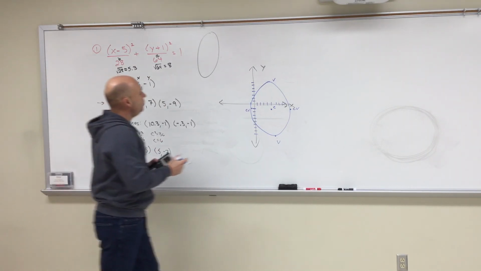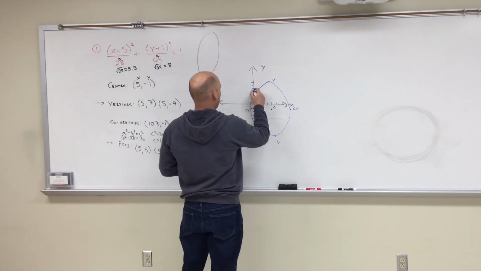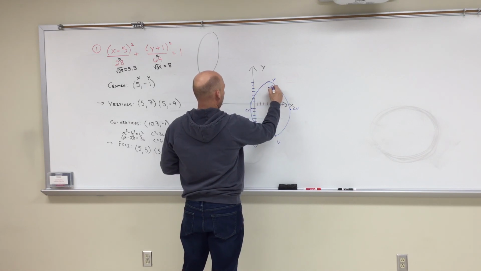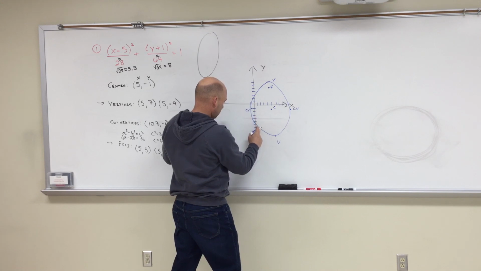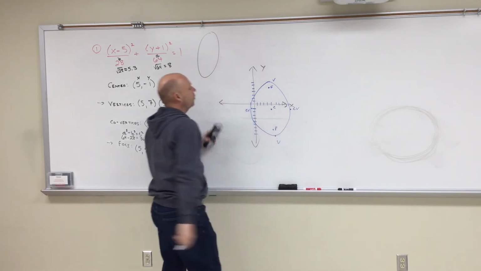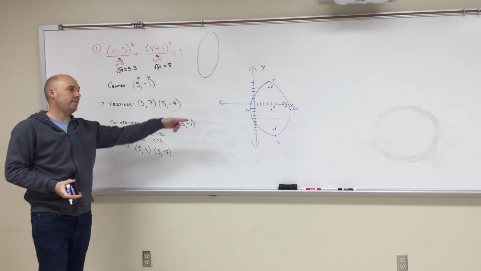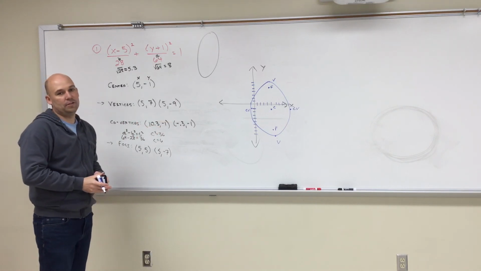Foci are 5, 5. 1, 2, 3, 4, 5. So there's one foci. And then 5, -7. And that is how you graph it. You have to have these labeled, and you have to have this, because that's how you're going to have to graph these functions.